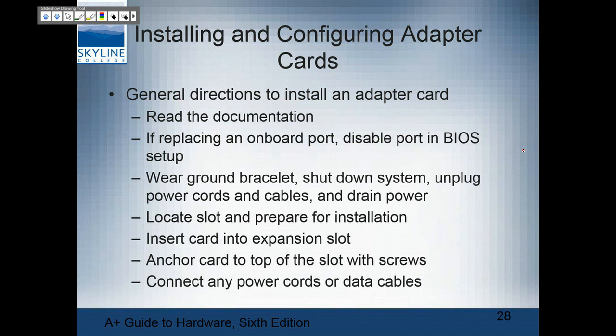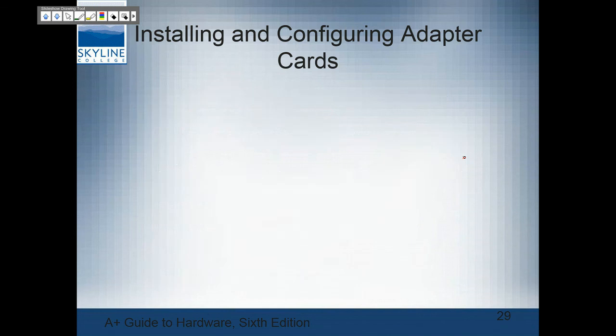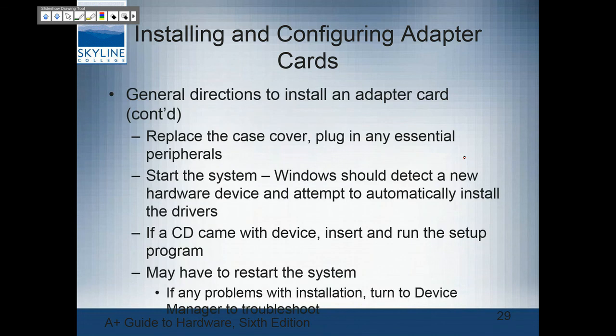General directions: wear the ground bracelet. That's always going to be okay. Shut down the system, unplug the system. Be careful of static, and that's what that's all about, because you really can damage these devices if you're not grounded. Locate the slot, insert it, anchor the card, connect the power cords, whatever we want, start the system, listen for our beep, replace the case, start the system.